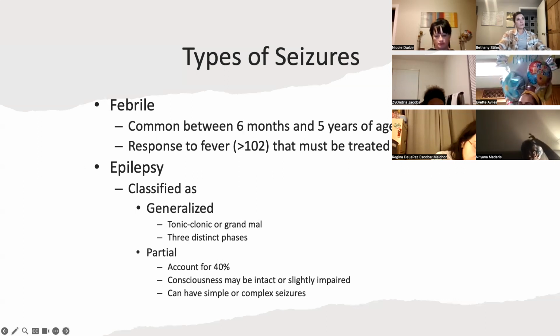Our partial seizures account for about 40%. They can still retain their consciousness during a partial seizure, and they can be simple or complex. A lot of times you'll hear these referred to as absent seizures, where all of a sudden they'll just stare off into space, and then they only last a couple seconds and they'll come back.